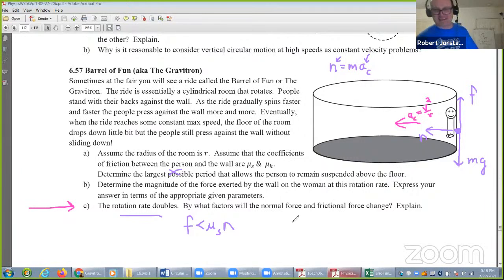Oh, that's sneaky. I was trying to set you up for that and I got you. Watch out for this. Does that make sense there, Jess? Wait, yes. Can you explain that one more time? Okay, so remember, as you double the rotation rate, you're no longer on the verge of slipping. If you're no longer on the verge of slipping, the less than now applies.